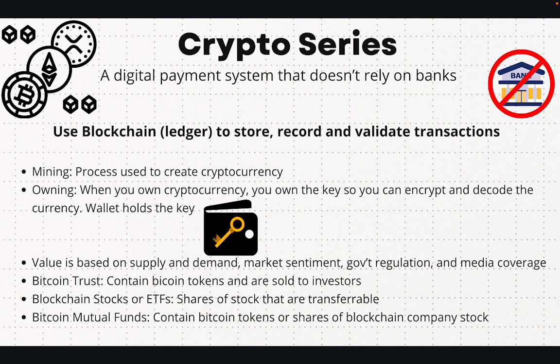There's something called Bitcoin Trust. Bitcoin Trust contains Bitcoin tokens, and they are sold to investors. Blockchain stocks, or ETFs, are shares of stock that are transferable. And Bitcoin mutual funds contain Bitcoin tokens or shares of blockchain company stock.